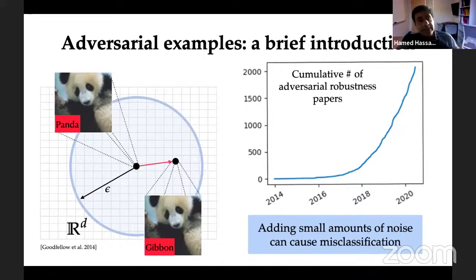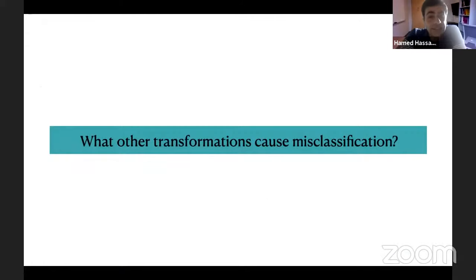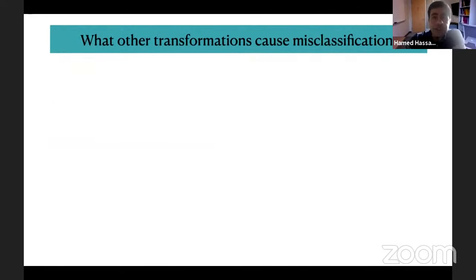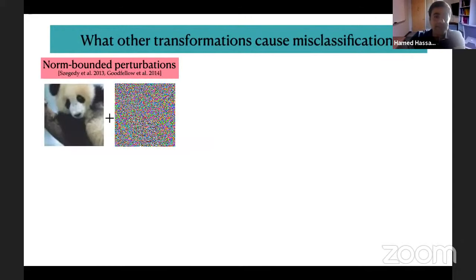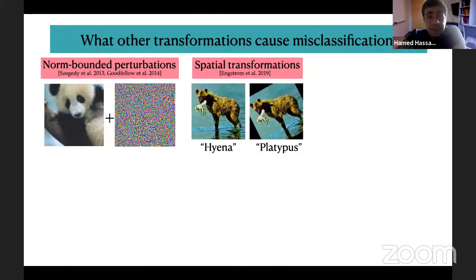So knowing the fact that these small norm-bounded perturbations would cause huge misclassifications, a natural question that comes up is: what other transformations could cause misclassification? And it turns out that there are quite a few of those transformations that we'll talk about just now. So in addition to norm-bounded perturbations that we just talked about, there are spatial transformations. So for example, rotations or rescaling. If you rotate your image with an adversarial angle, this would most probably be misclassified by your classifier. Okay, and rescaling is another example.